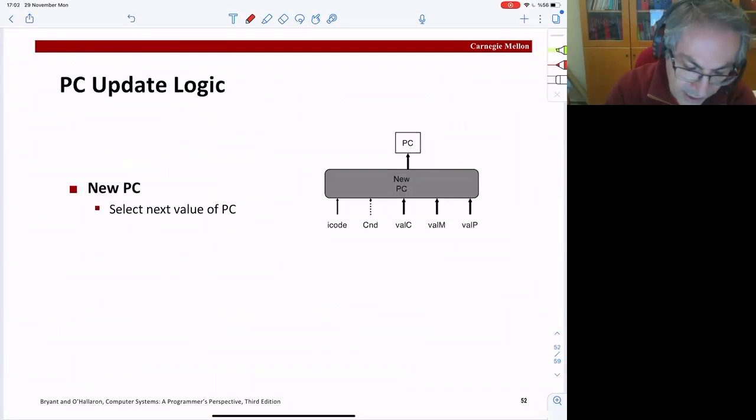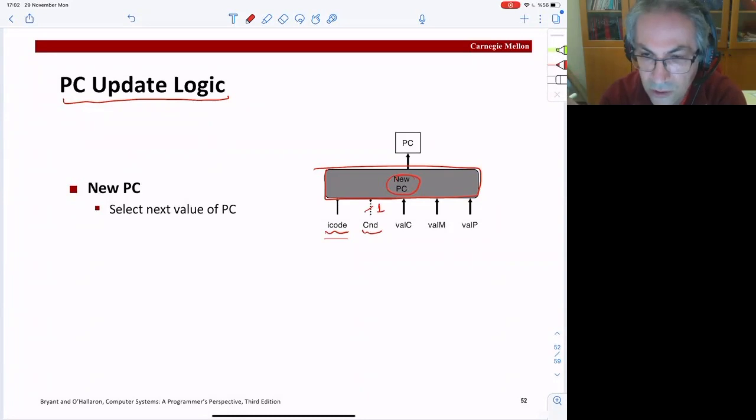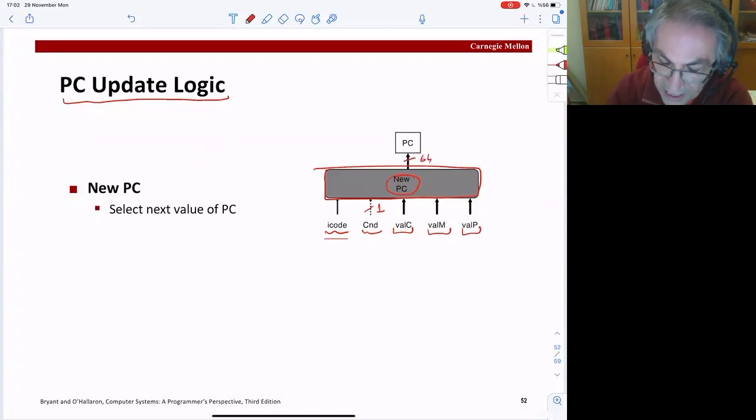And the last stage that we did was the PC update stage. Well, this is kind of magical, right? What this does is compute a new PC. For this, it looks at the icode, and then it uses the condition. Remember, this was a 1-bit number, which tells whether the condition is satisfied for conditional move and conditional jump instructions. It's important. And it takes valC, valM, and valP. Based on this, it generates this new 64-bit address of the next instruction.